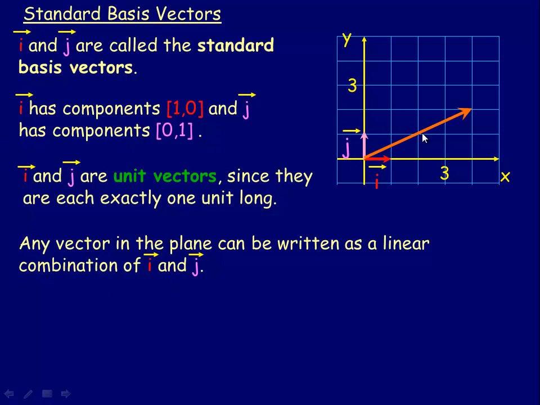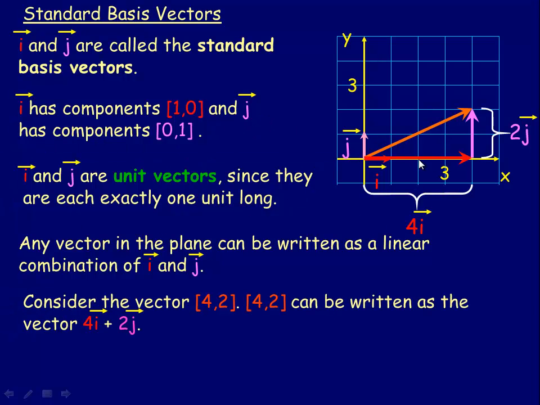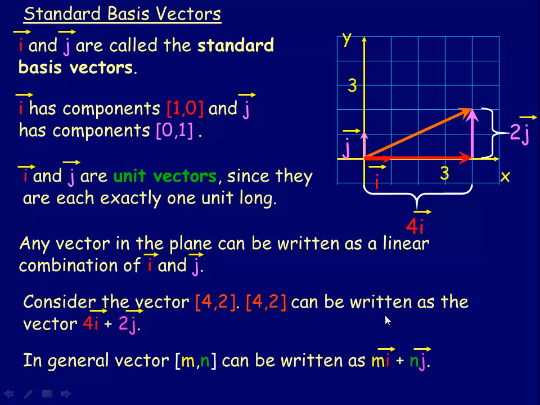So for example, if I drew this vector here, then in order to write that as a multiple of i plus or minus a multiple of j, it would be 4i plus 2j. So notice that that vector is the vector 4, 2, and 4 is the multiple of i, and 2 is the multiple of j that would add to the 4, 2 vector. So that's how you write any vector, this is called standard basis form. 4, 2 in component or Cartesian form is 4i plus 2j in standard basis form. So in general, the vector m, n can be written as mi plus nj.